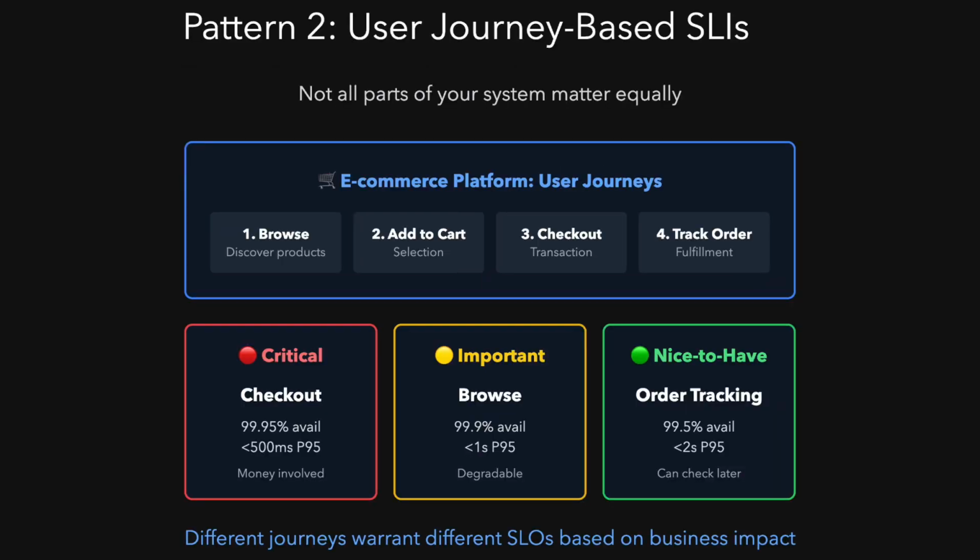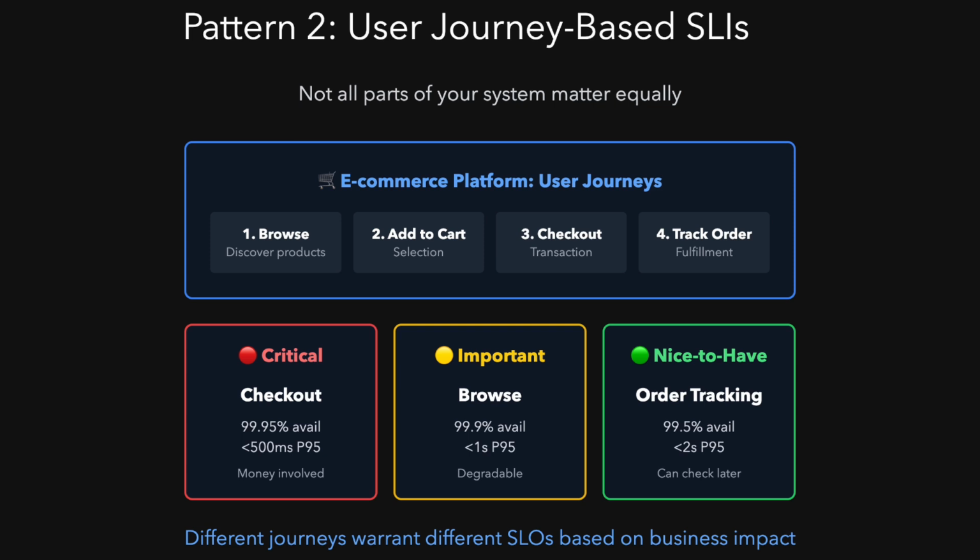The second pattern is user journey-based SLI selection. Not all parts of your system matter equally. Your SLI should reflect critical user journeys. Let's take an e-commerce platform. What are the critical user journeys? For example, user browses products, user adds items to cart, user checks out, and user checks order.